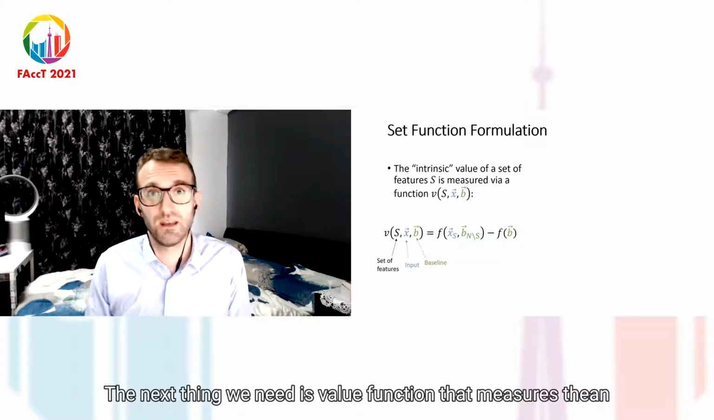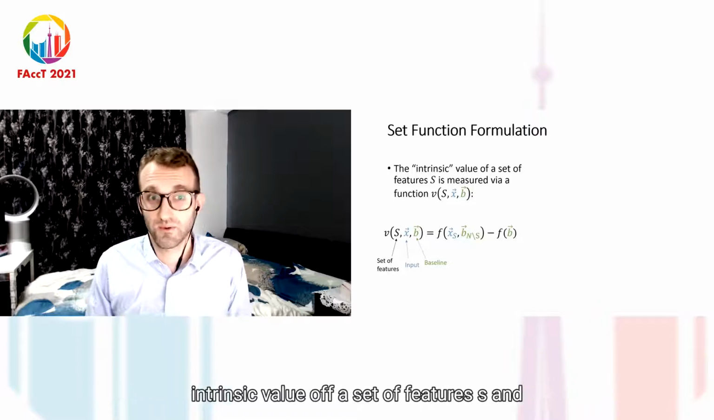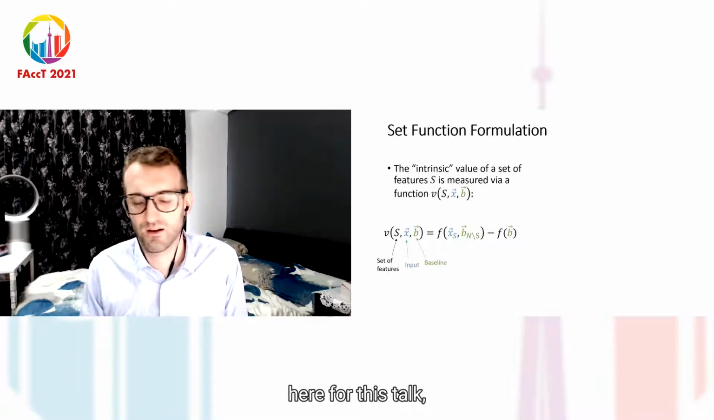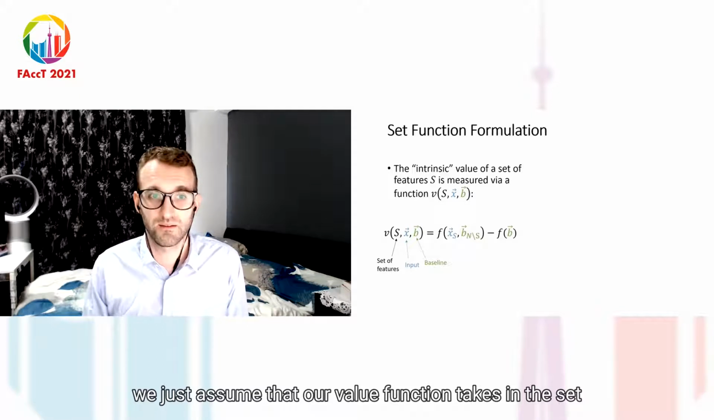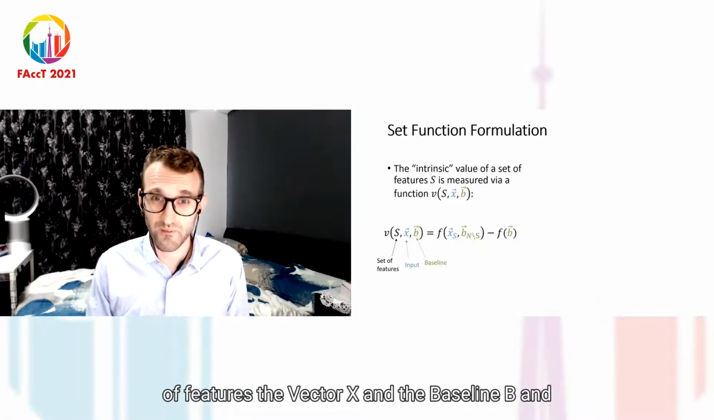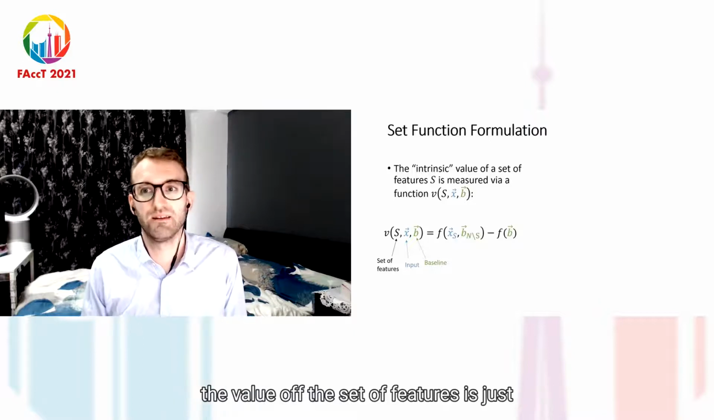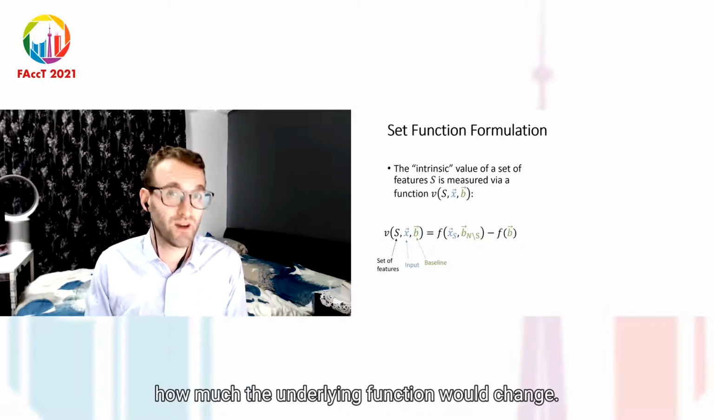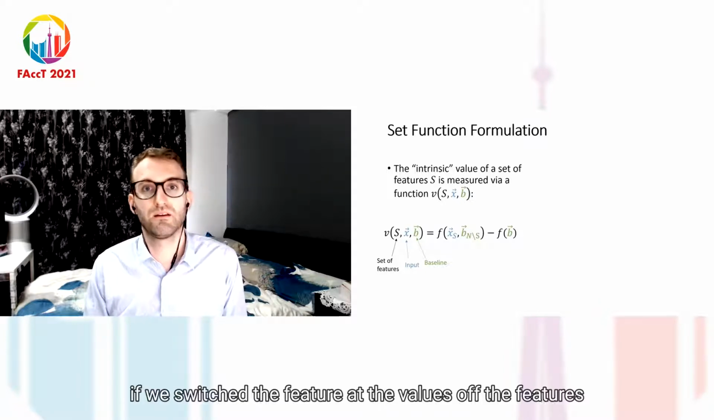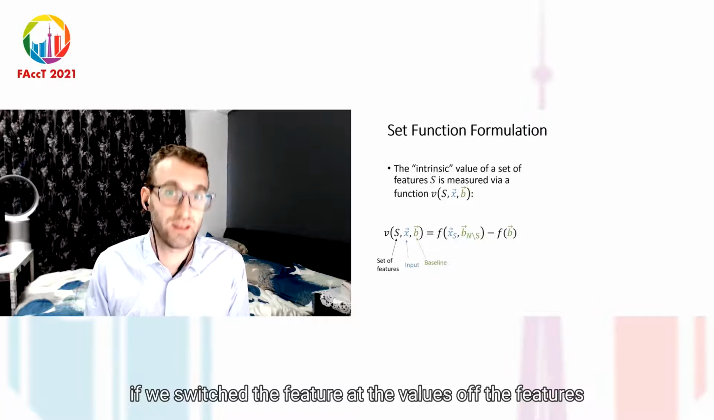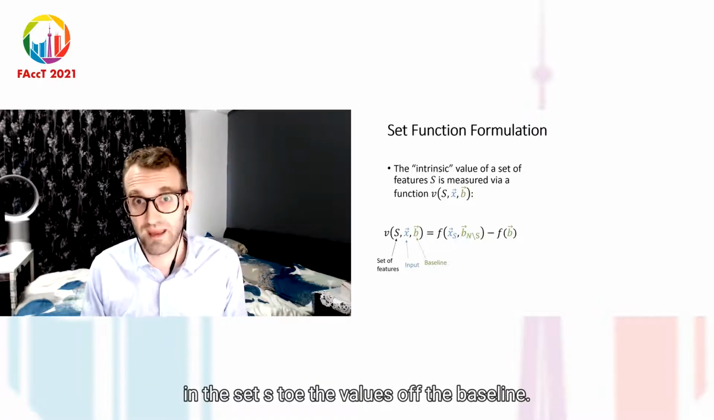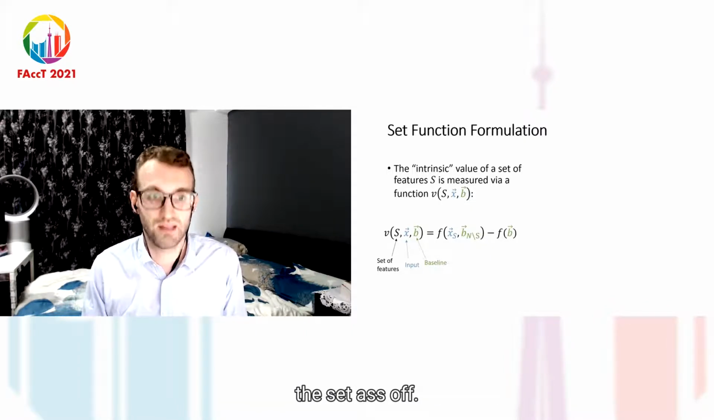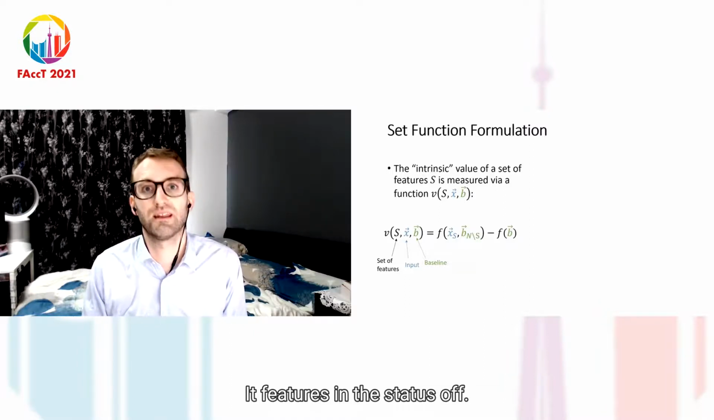The next thing we need is a value function that measures the intrinsic value of a set of features S. And here for this talk, we just assume that our value function takes in the set of features, the vector x and the baseline b, and the value of the set of features is just how much the underlying function would change if we switch the values of the features in the set S to the values of the baseline. In other words, we switch the features in the set S off.